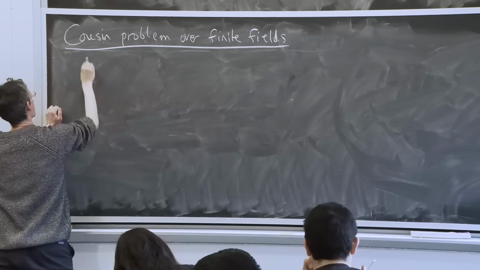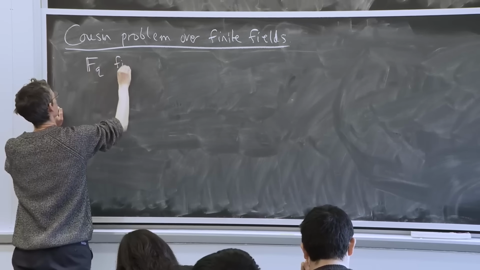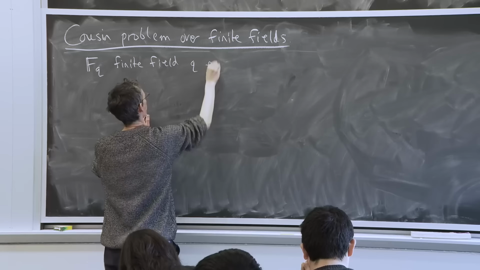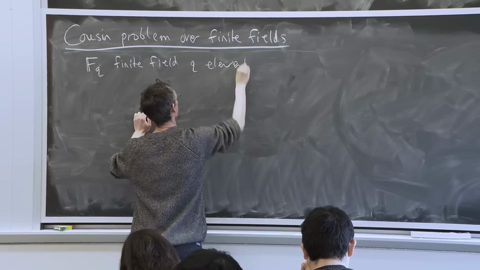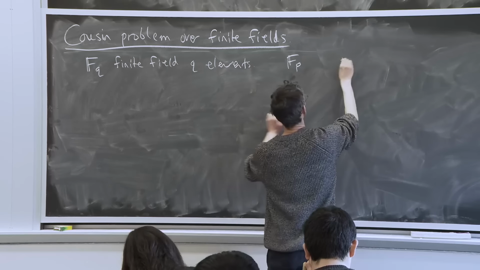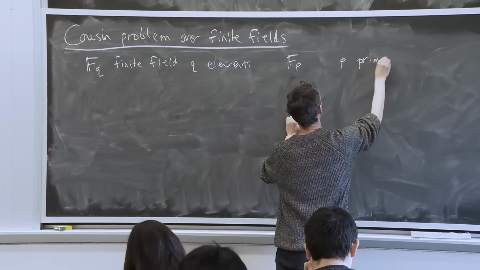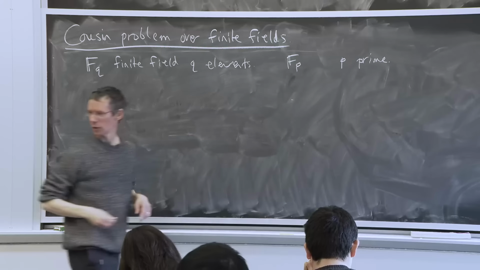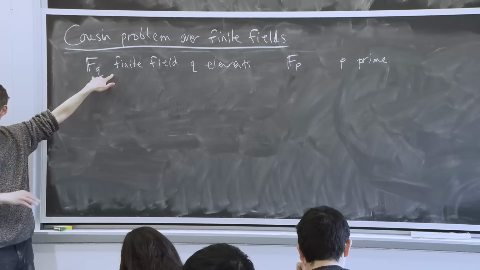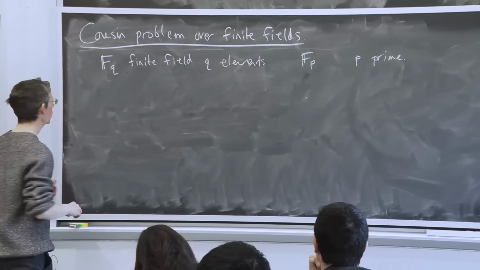All right, so let's say FQ is the finite field with Q elements. OK, and if I write FP, that will mean P is a prime. So it's FP, a field with a prime number of elements. And FQ is a general finite field. Q will be some prime power.